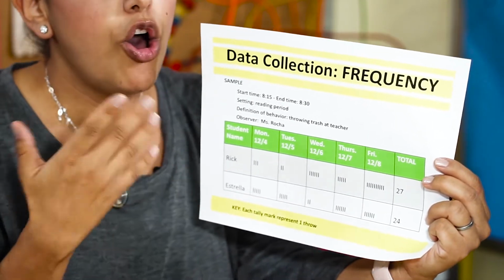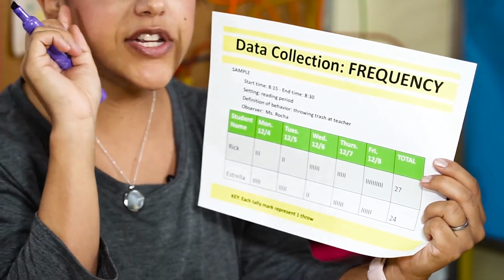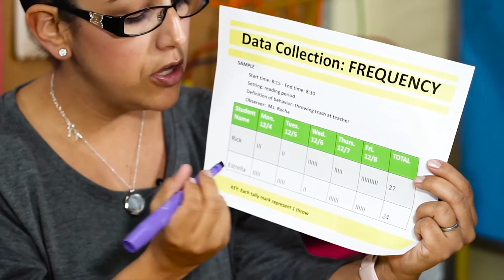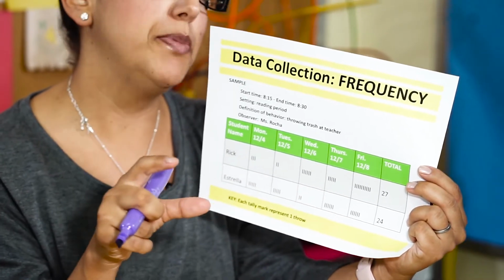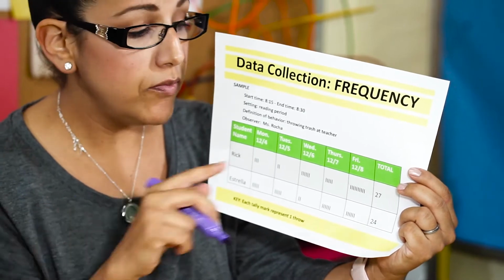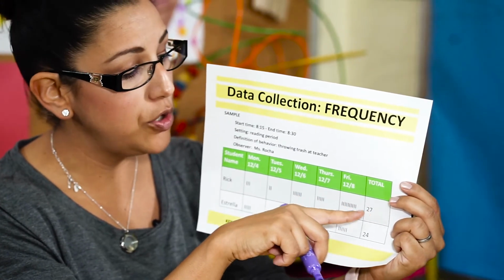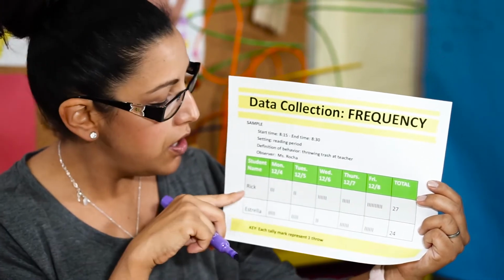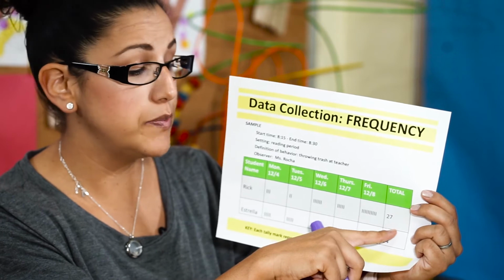So for frequency, all you need to do is just have a pen handy or a marker. Every time you directly observe the behavior happening, you're just going to mark a little tally during every observation period. Once you're done, you just total the tally marks, and that tells you across a 5-day period, Rick threw paper at his teacher 27 times.